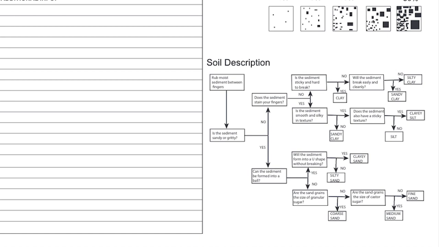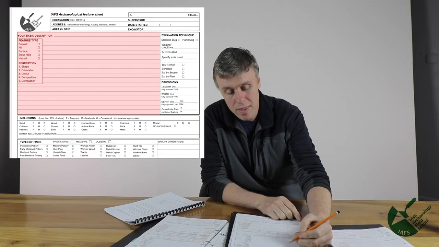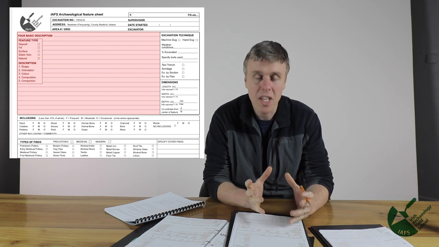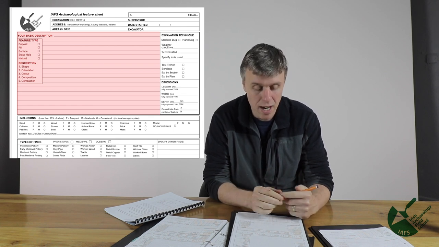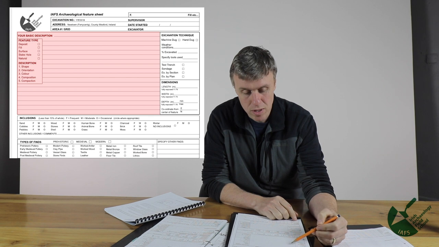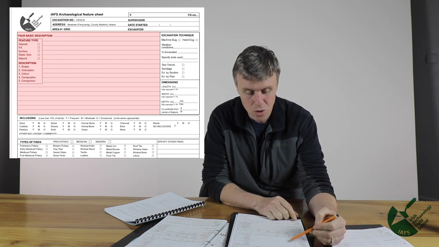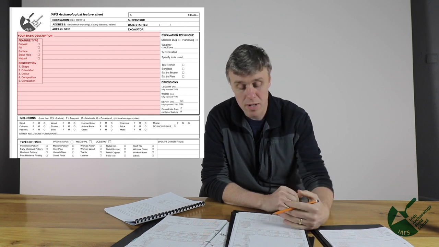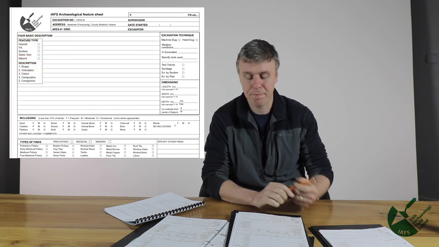And then what is the compaction? Is it moderately compact? Is it loose and friable? Is it very compact, or is it indurate, which is almost like concrete? It's getting very, very compacted. So you put in these five descriptions here, trying to capture the essence of what the feature is, its physical characteristics. A mistake that most students make is that they also put the interpretation here. The interpretation comes later, much further down in the sheet, okay?